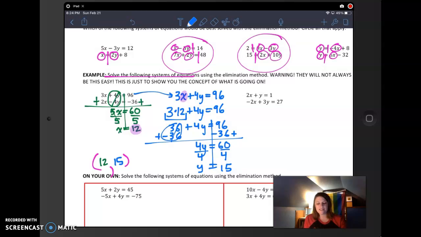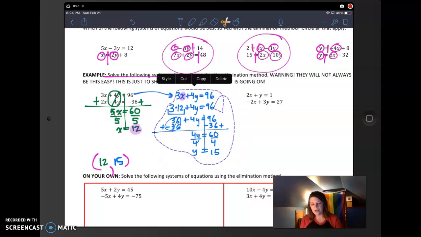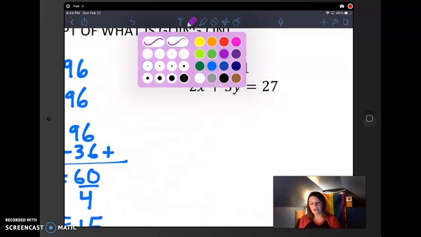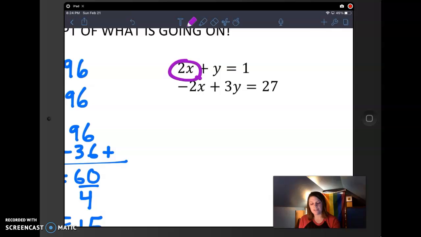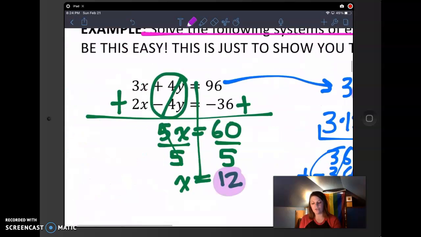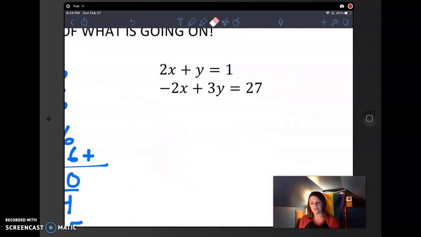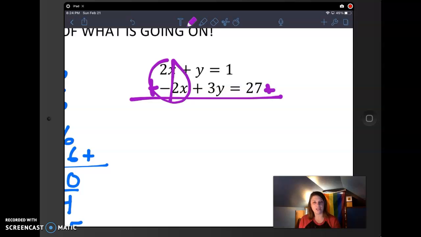So again, these examples are a lot more simple than some of the other ones we'll be getting into. But we can see the big idea here is that when we have two variables that have opposite signs, but they are the same number. So 2 and negative 2 for this one. Over here it was 4 and negative 4. It could be any number as long as one is positive and one is negative. When we add the equations together, we get to create 0, which allows us to have 1y and 3y, that gives me 4y. 1 and 27, that gives me 28.